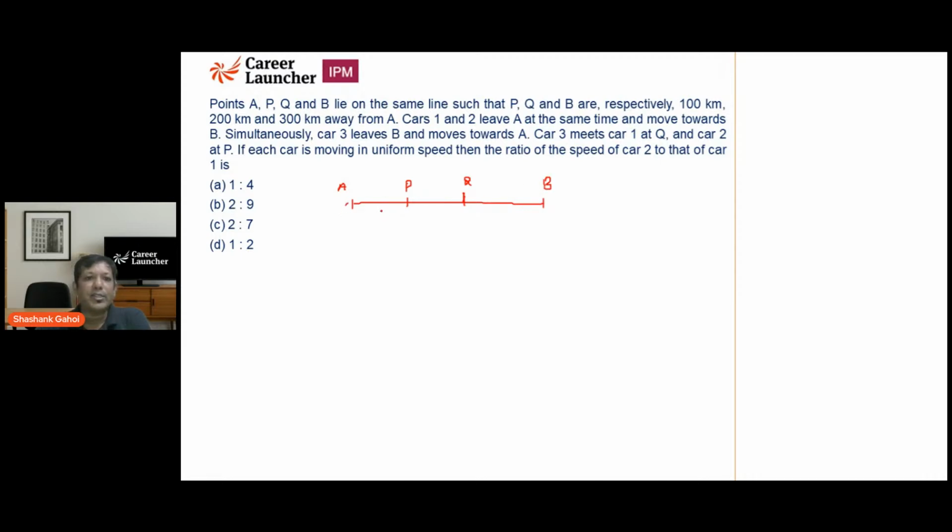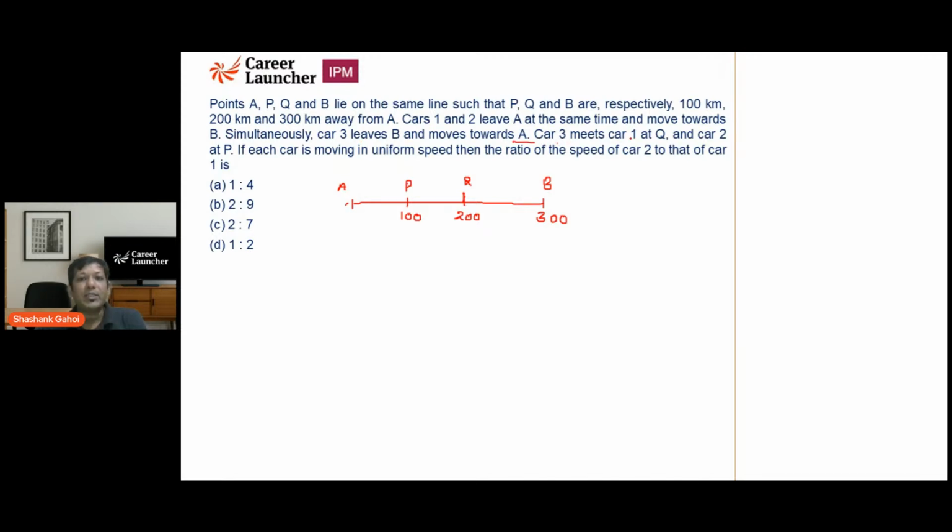Now A to B distance is 100, A to Q distance is 200, so A to B distance is 300. So I can say A, P, Q, B are equidistant. So A to P is 100, P to Q is 100, Q to B is 100. Okay. Now car 1 and car 2 leave from A at the same time and move towards B. Simultaneously, car 3 leaves B and moves towards A.